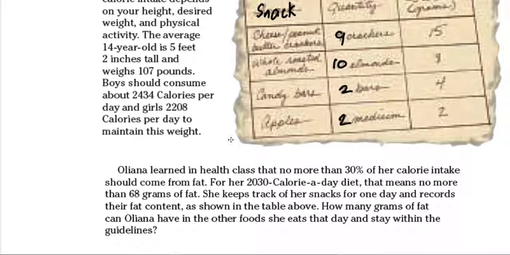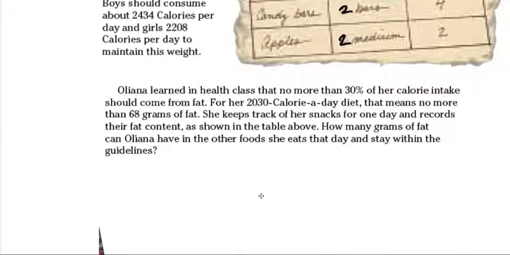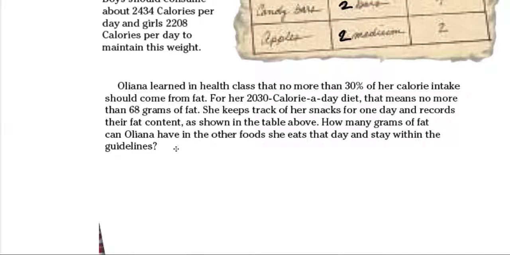Let's reread the problem. She learned that no more than 30% of her calorie intake should come from fat. Her allowable calorie intake a day for her diet is 2,030. That means she cannot take more than 68 grams of fat. So the question is, how many grams of fat can Oliana have in the other foods she eats that day and stay within the guidelines?